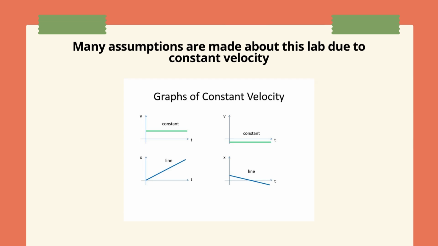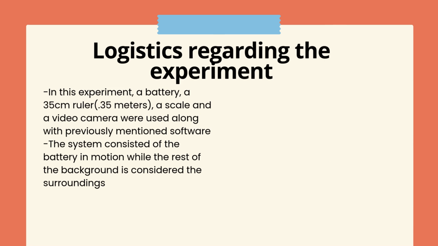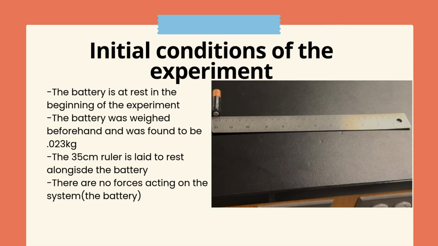And this is a visualization of constant velocity. So, logistics regarding this experiment. In this experiment, a battery, 35 centimeter ruler, a scale, and a video camera were used along with previously mentioned software. The system consisted of the battery in motion while the rest of the background is considered the surroundings. The battery is at rest in the beginning of the experiment, and the battery was weighed beforehand and found to be 0.023 kilograms. The 35 centimeter ruler is laid to rest alongside the battery, and there are no forces acting on the system.